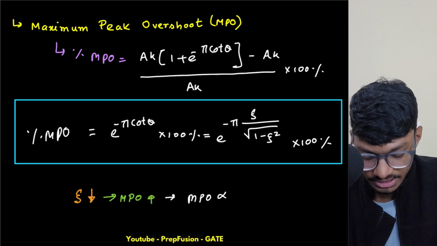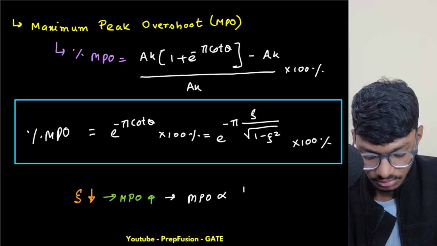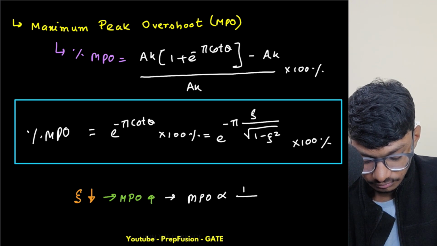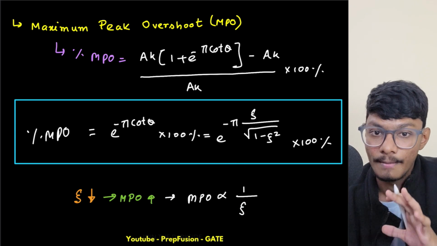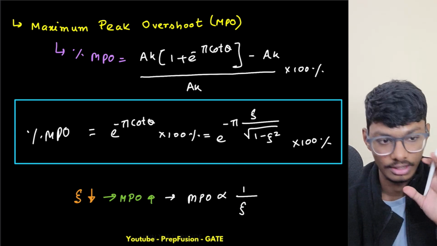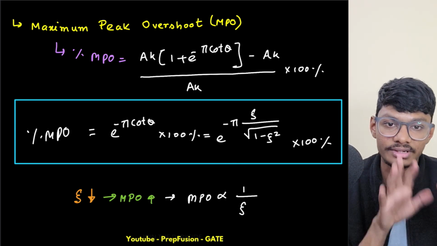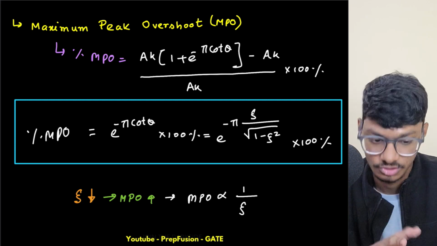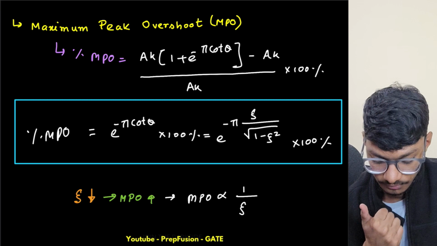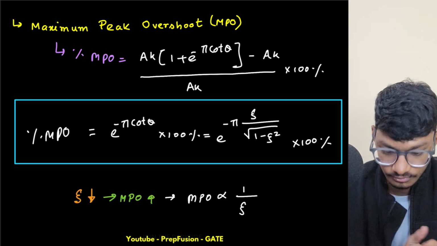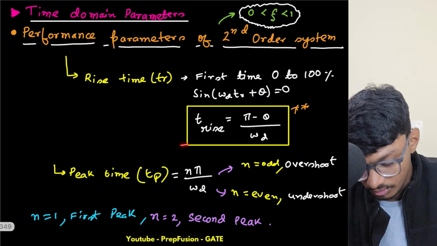Just the same relation as the maximum resonant peak. So I told you, right, they have a few similarities between them, the time domain parameters and the frequency domain parameters. So MPO and zeta are inversely proportional to each other. And what about my T rise?